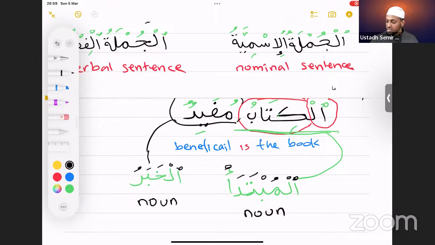What's the difference between the first noun and the second noun? Exactly. The first one is definite, and the second one is indefinite. It has to be like that. If you put them both definite, it will no longer be a meaningful sentence. It will be one word that is being described, but you're still asking me, what about it?